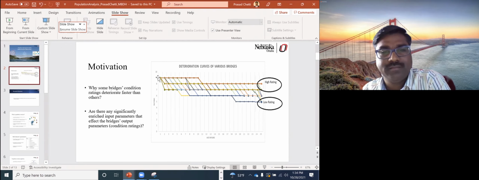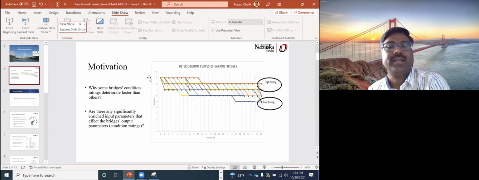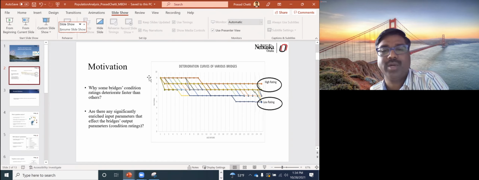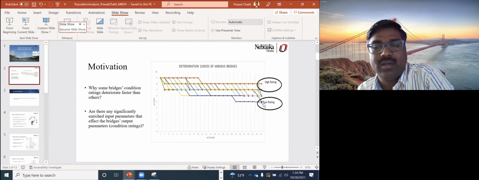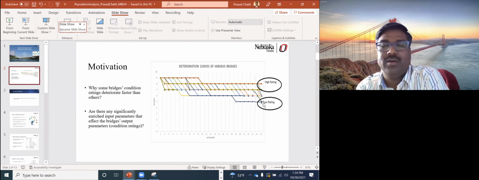Even if all the bridges start at condition rating 9, which is given for excellent bridges, even though they start with the same rating and have the same age, after a certain number of years some bridges may go from condition rating 9 to 8, while some bridges go to a condition rating 6. If the bridges go to a condition rating 4 and below, 4 is called a structurally deficient stage, meaning they are in very poor condition.